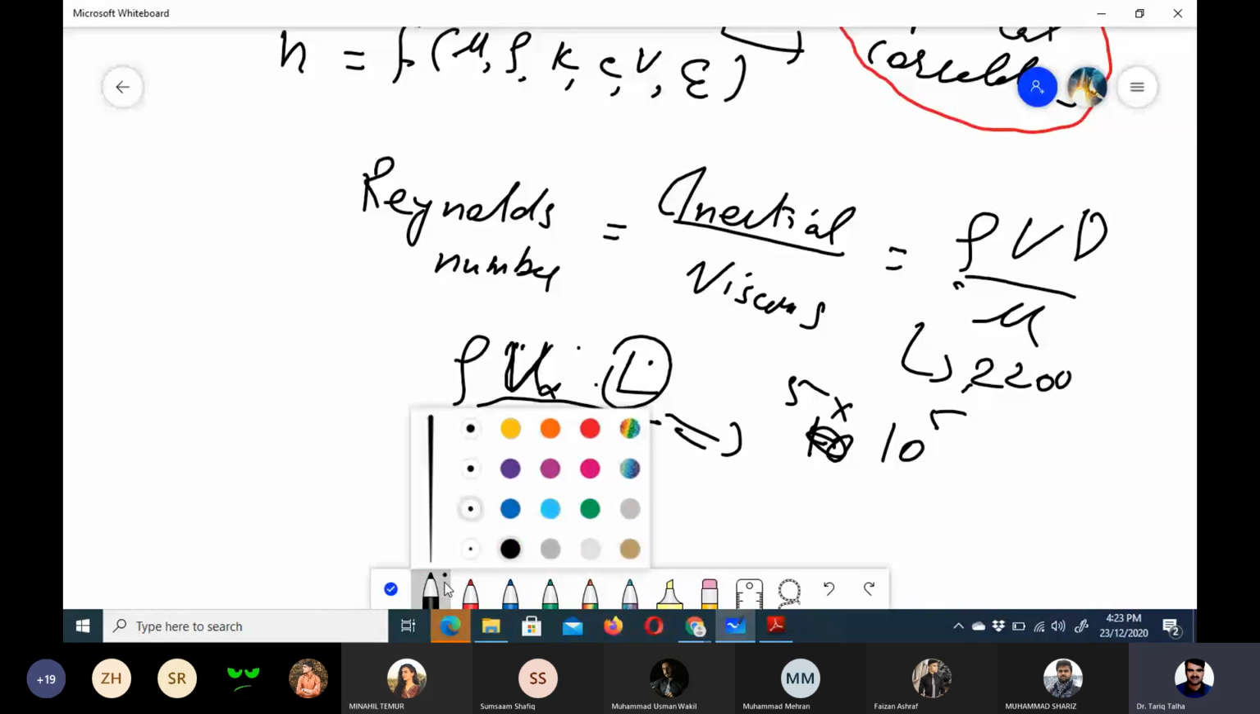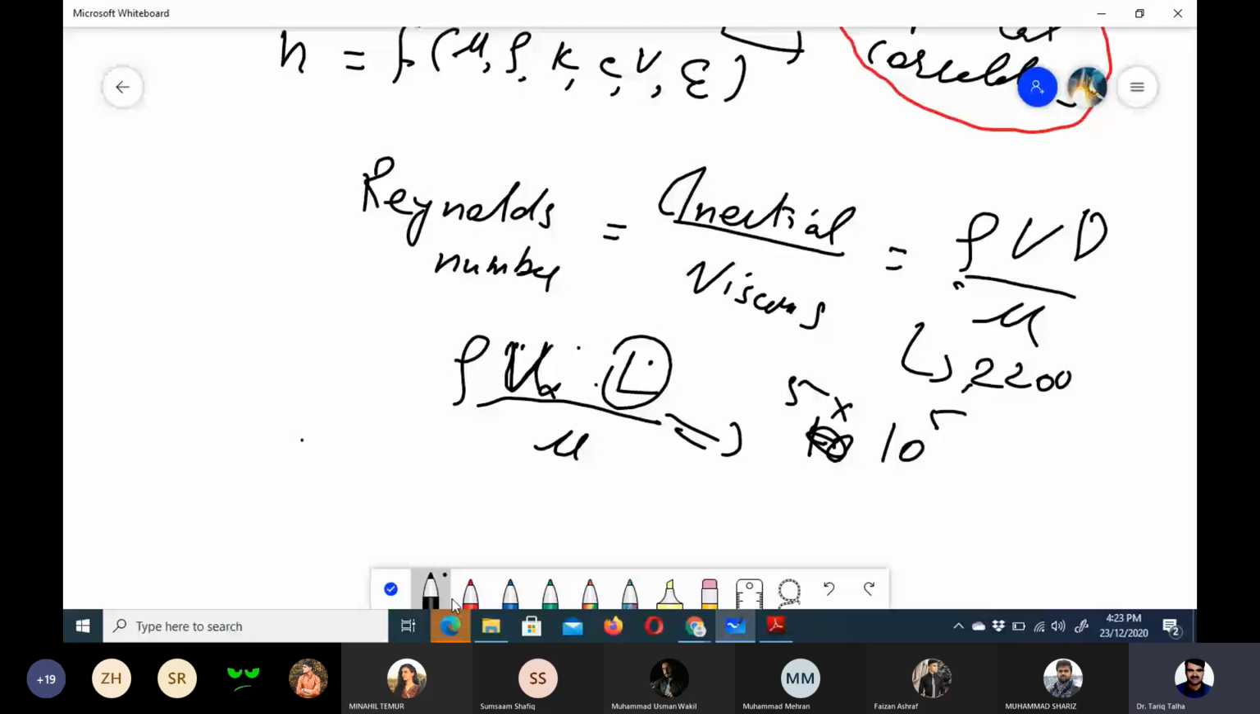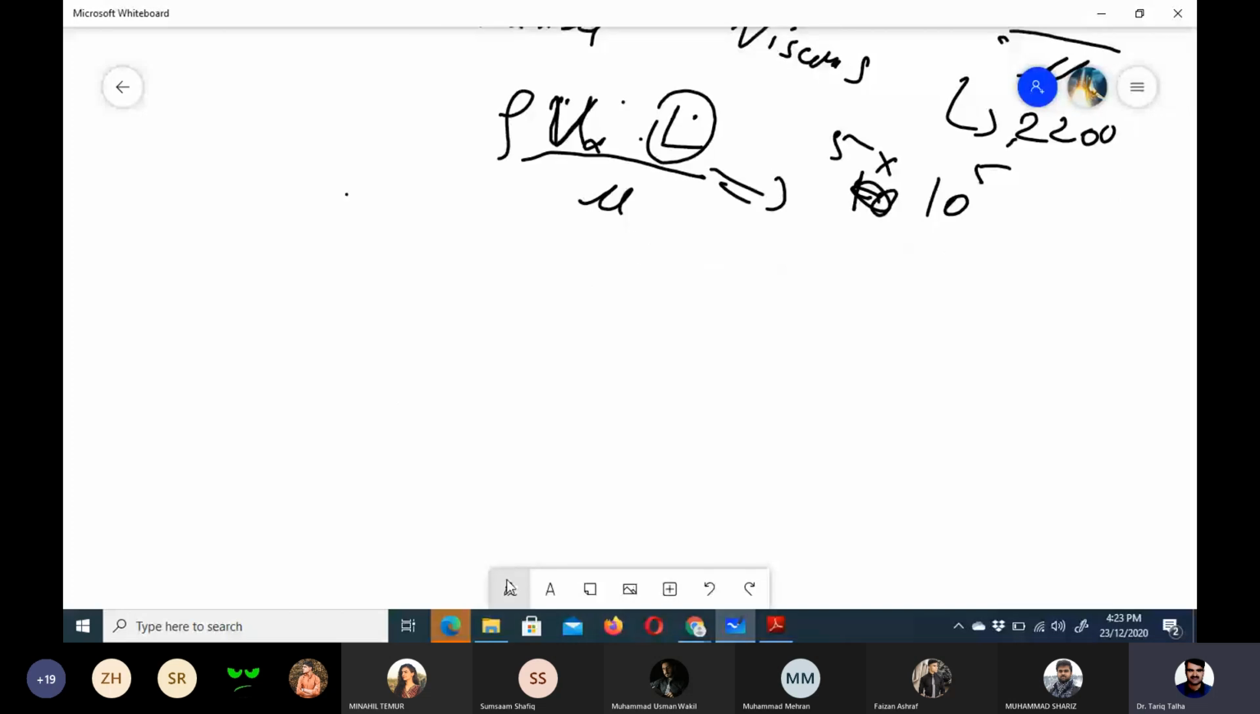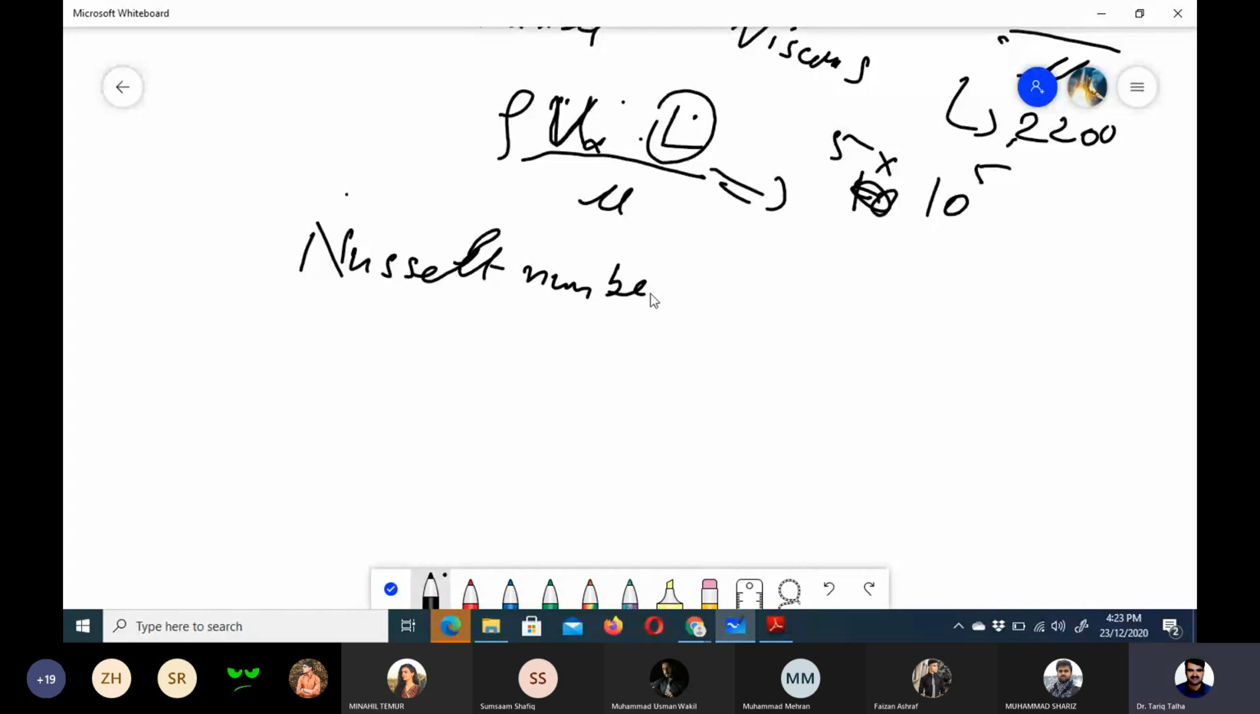The second parameter which is important in convection is the Nusselt number. You haven't heard this name, that is for sure. That is just the non-dimensional value of h. So if we want to non-dimensionalize h, then if we divide it by k and multiply it by L, that would give us a non-dimensional number, right?